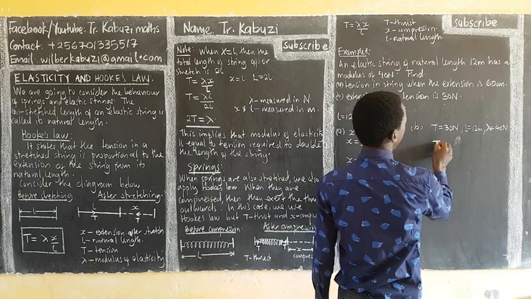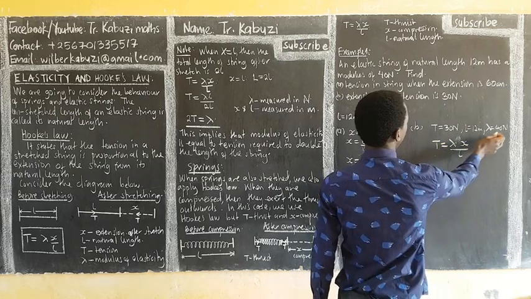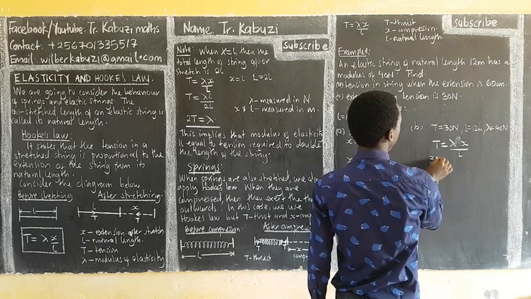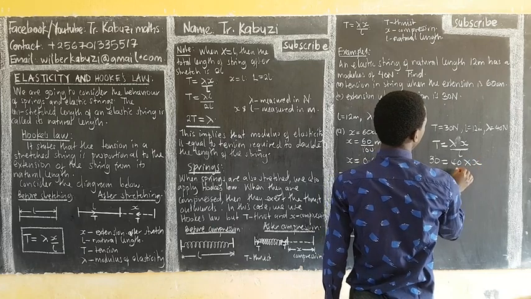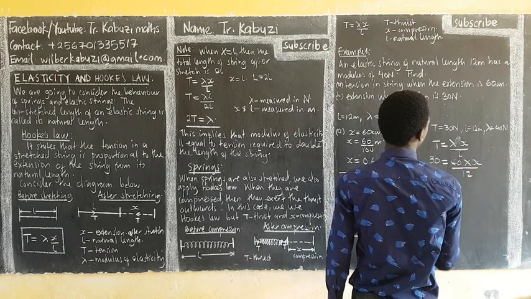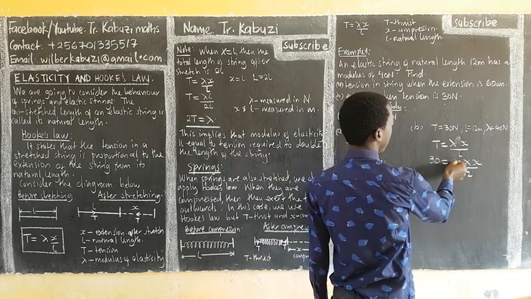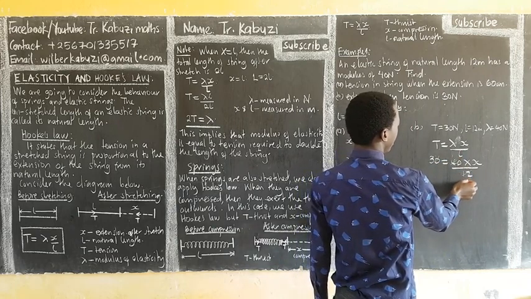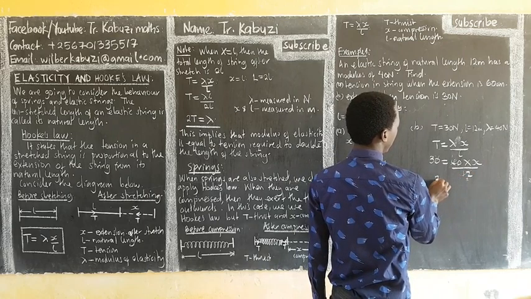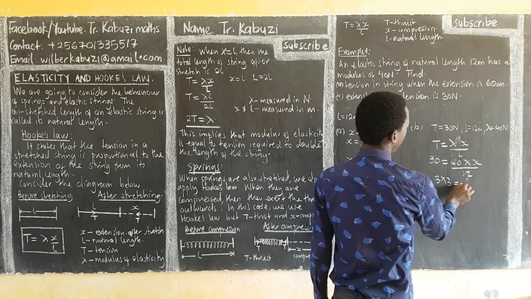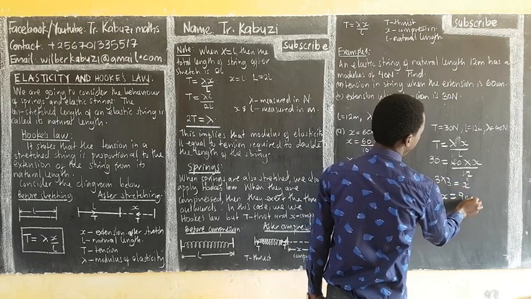So using our formula T equal to lambda X over L, our tension now we have as 30 equal to 40 times the X, which we don't know, over 12. We can simplify this by 4 and this by 4, so this is going to give me 3 times 3 equal to my X. So my X is going to be 9 meters.